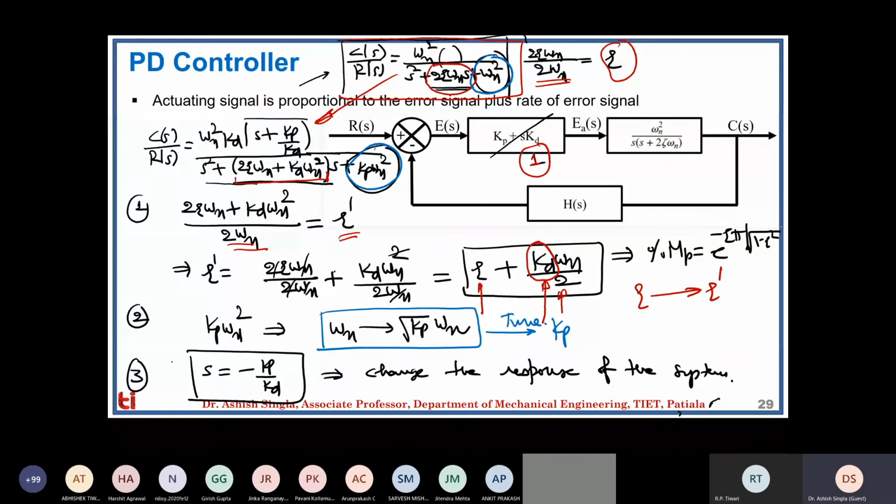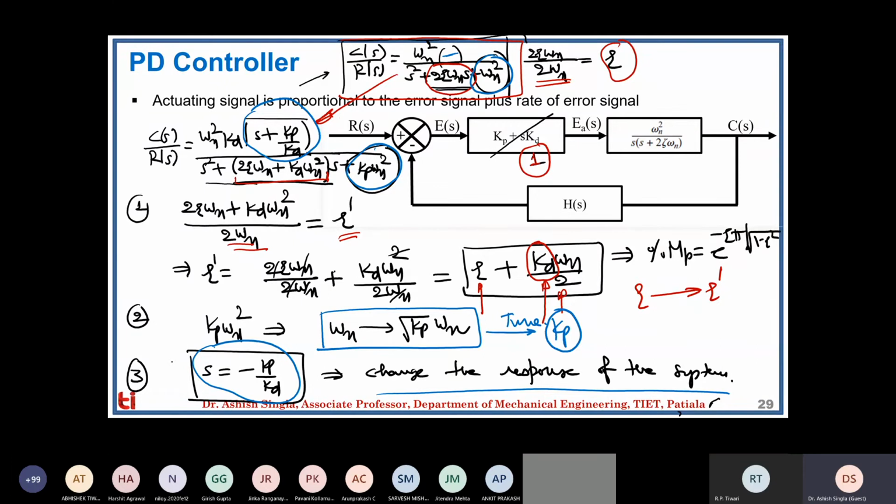And third, if we see, the original system doesn't have anything over here, but the new system has a 0 over here. So that 0 is s equal to minus Kp by Kd. That will change the response of the system because it will depend upon the constants. So if you see, there are three changes that have been brought into the system with the help of the PD controller. But the crux is that if we have to tune the natural frequency of the system, if we have to modify the natural frequency of the closed loop system, we should always play with Kp.